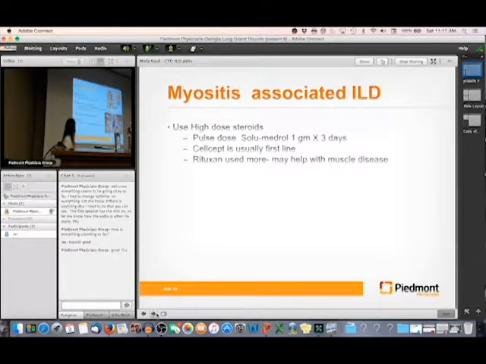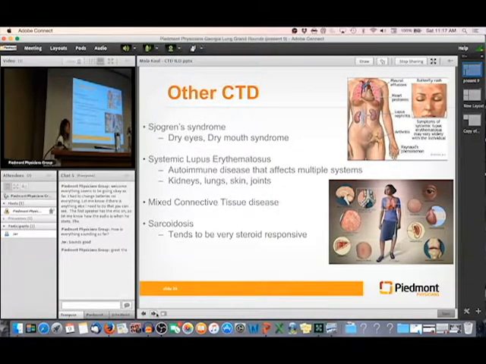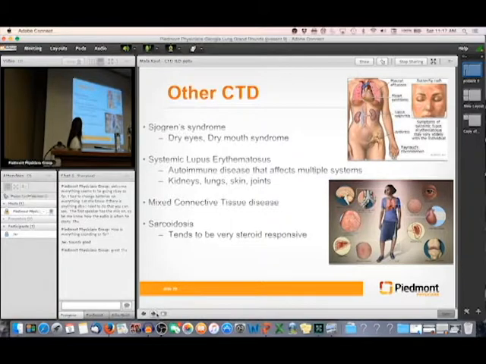Since we're trying to treat, remember, these are multi-system diseases, so we're trying to treat all the things. Just very quickly, just so you've heard it, other connective tissue diseases associated with ILD. So Sjogren's syndrome is a dry eyes, dry mouth syndrome. That can have a pulmonary component to it, or a lung component. Systemic lupus erythematosus, also called SLE, also called lupus, just lupus. It's an autoimmune disease that affects multiple systems, so the lungs. It can affect the actual lung parenchyma, the lung tissue. It can affect the lining of the lungs, kidneys, skin, joints. And then mixed connective tissue disease is this other entity that has features of multiple of these autoimmune diseases in one disease, and they can get a lung component.